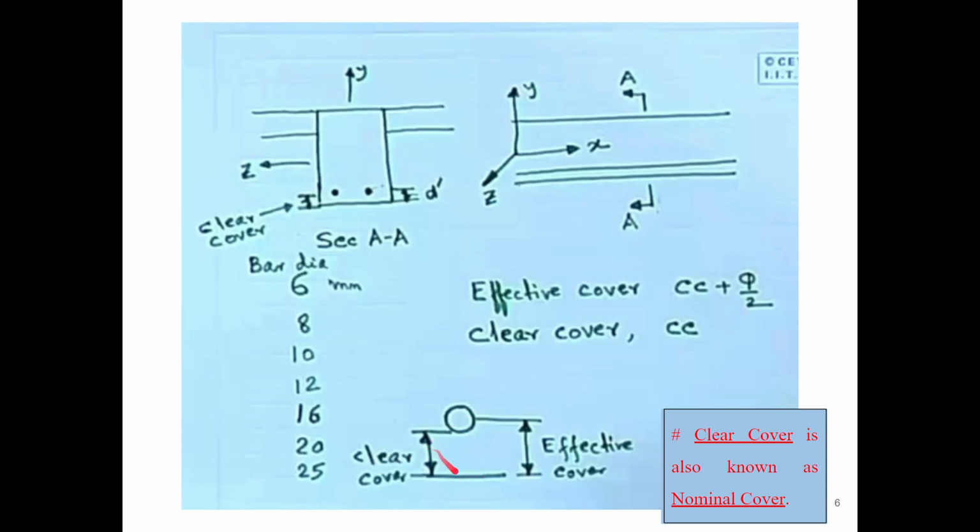If you see here, the distance from the edge to the outermost end of the bar is called the clear cover, or also the nominal cover. And if we add half the diameter, it is also known as the effective cover. And these are some of the bar sizes which are present in the market.